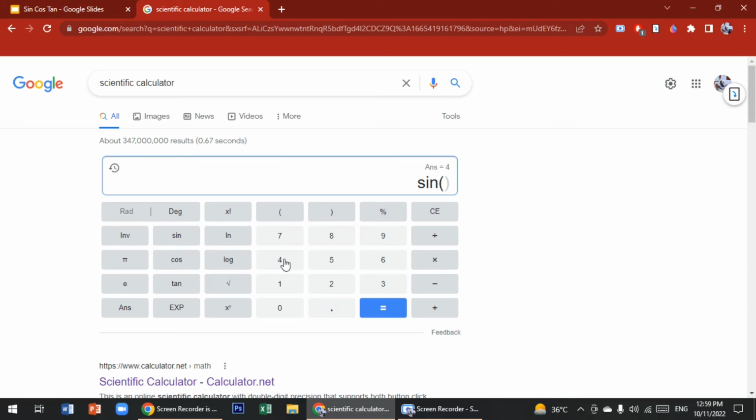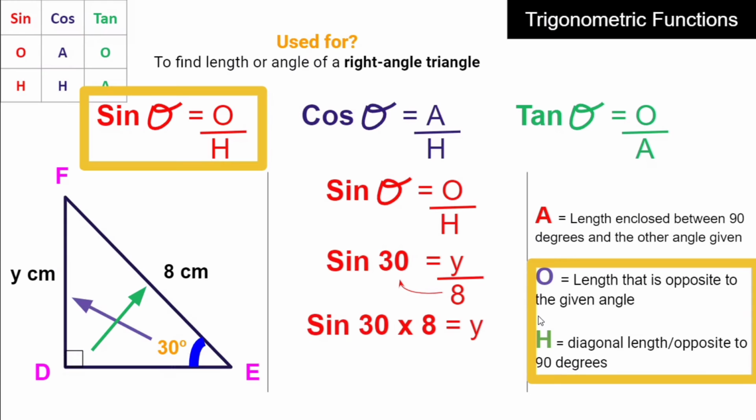If I want, I can simply write the whole thing together: sine 30 times 8. Make sure that you don't miss the closing bracket after the sine 30, otherwise it's going to give you a wrong answer. Sine 30, bracket close, times 8 gives me the same answer, 4. So we know that sine 30 was 0.5, and 0.5 times 8 equals y, which means y is equal to 4 centimeters. So my length FD is going to be replaced with 4 centimeters. That's how you solve sine cos tan problems.